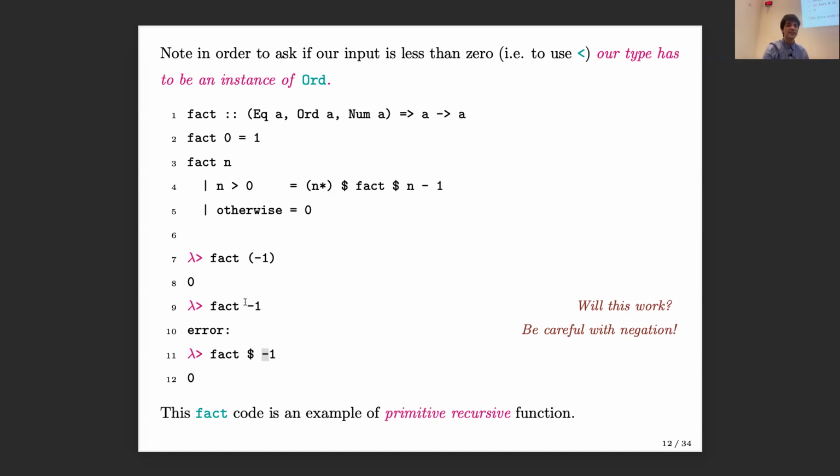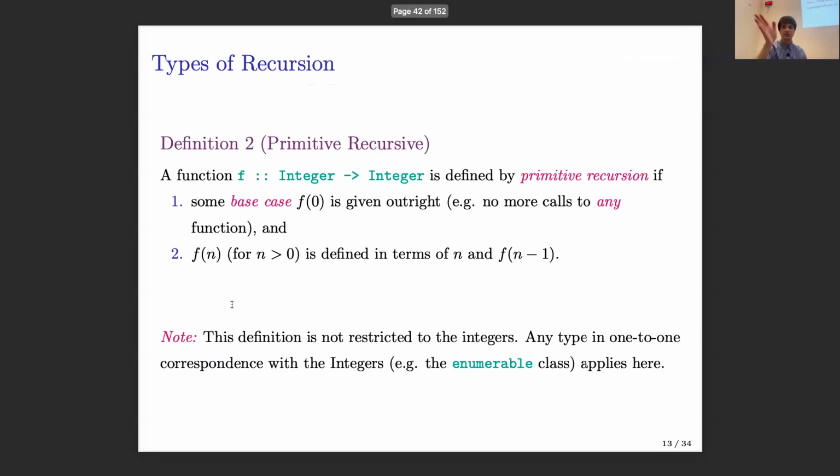We could sort of maybe tie this together using a dot. We could try to do function composition with the negation operator here, but let's not get too sidetracked. Okay, so types of recursion.